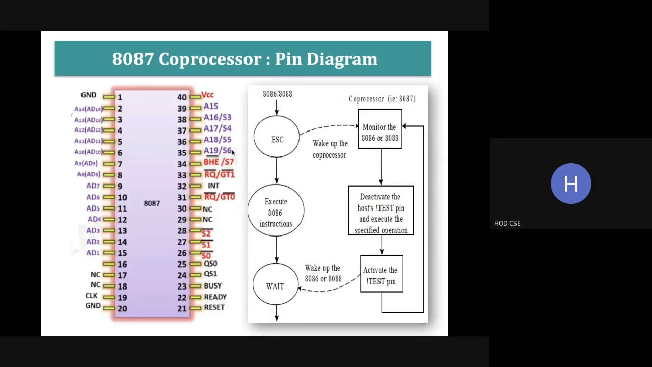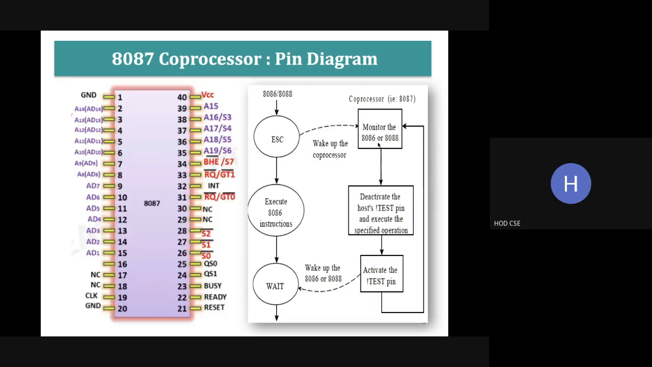Now let's see the flowchart of how 86 is communicating with this 87 coprocessor. As I said, all the 87 instructions start with the letter F. Suppose we have add, then the 87 instruction will be FADD, FMULT, FDIVIDE, FSUB like this. F stands for floating point instruction, and the prefix of the opcode will be escape. So all the instructions have this escape. When the 86 processor identifies an escape prefix, that instruction must be given to the 87 processor.